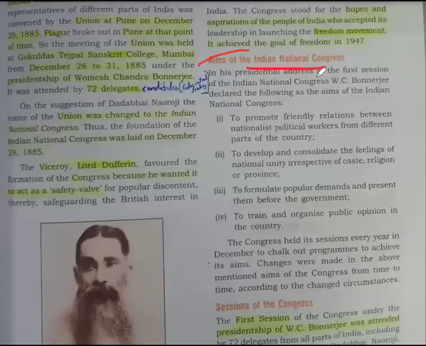Now, the aims of the Indian National Congress: to promote friendly relationships between the nationalist political workers from different parts of the country, to develop and consolidate the feelings of national unity irrespective of caste, religion, and province, to formulate the popular demands and present them before the government, and to train and organize public opinion in the country.